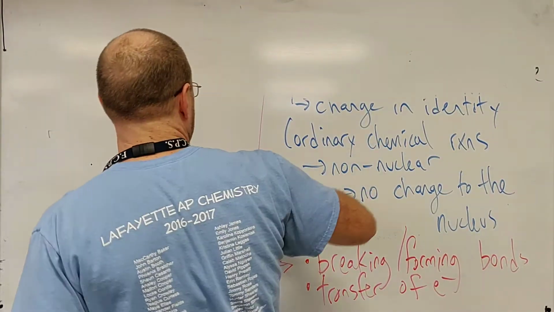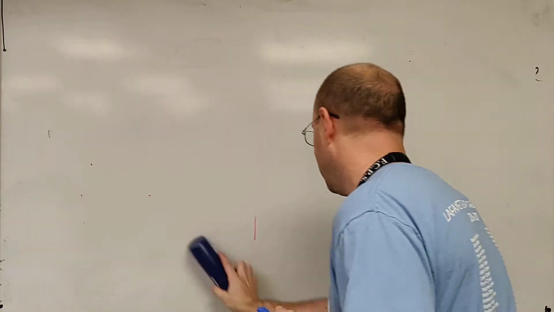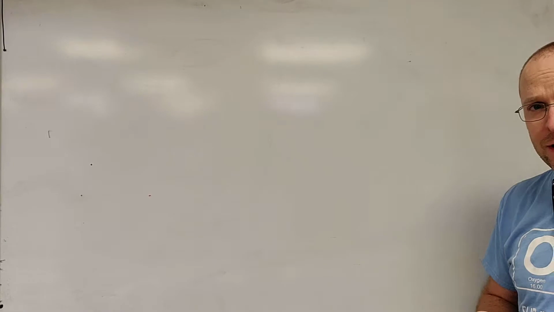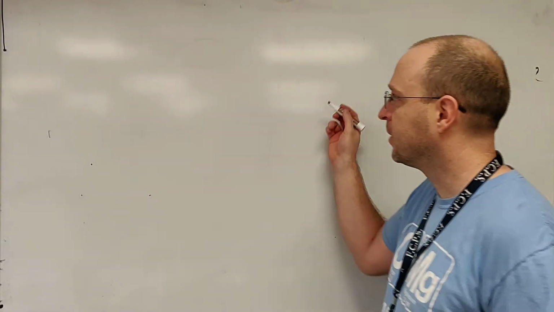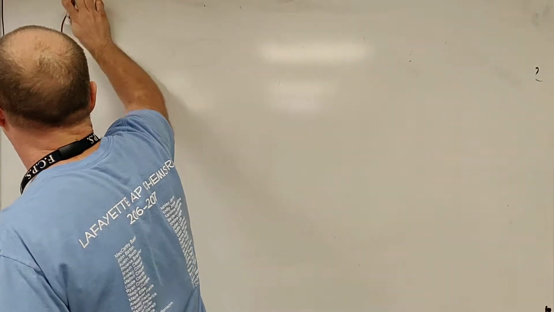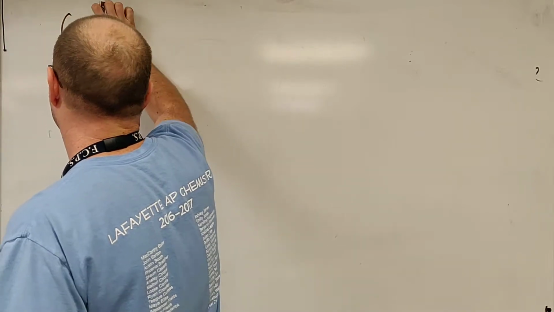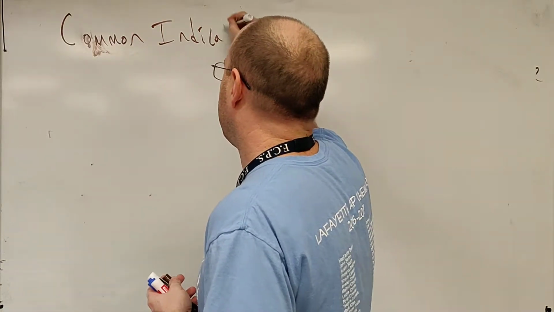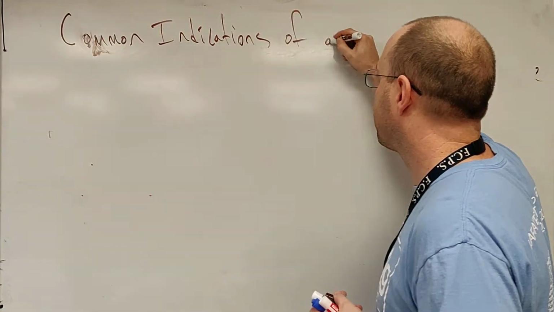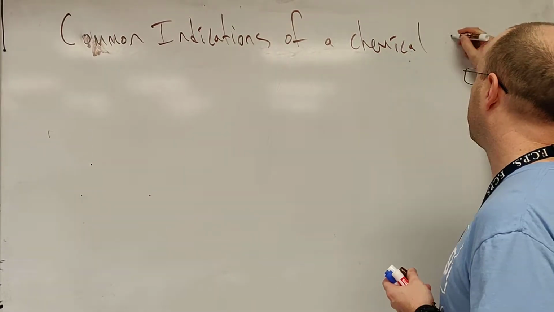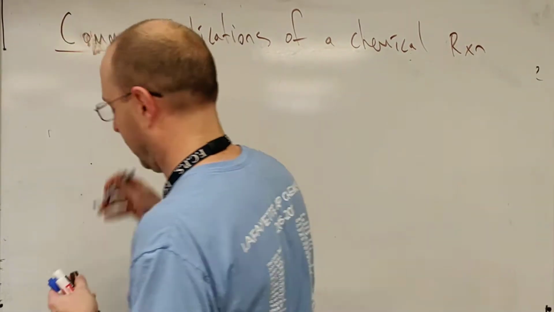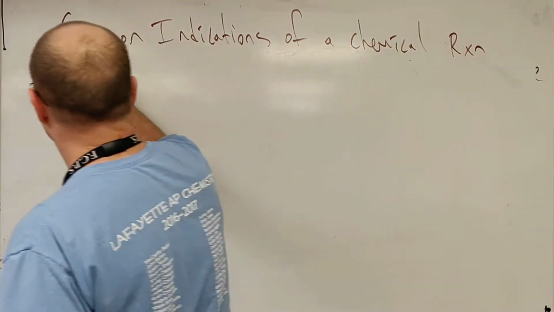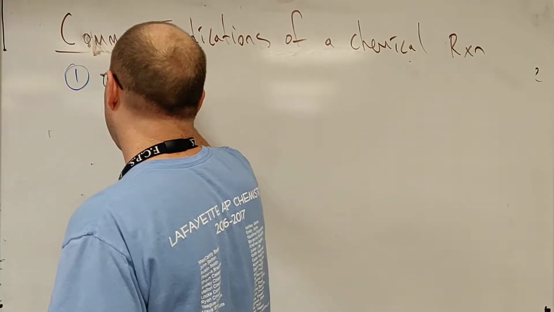So one of the things we need to consider for real-world chemistry, if we're going to describe how these reactions are taking place in written form, is visually how are we going to identify that these reactions are taking place. So common indications of a chemical reaction are a pretty important consideration. And there's four primary ones that we would work with. The first of which is something simple like a change in color.